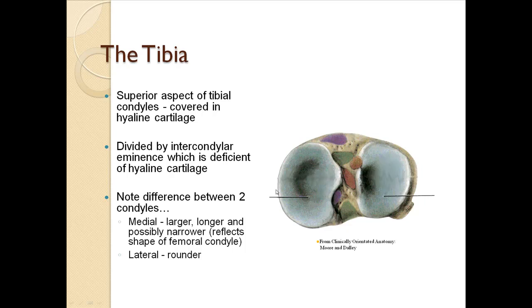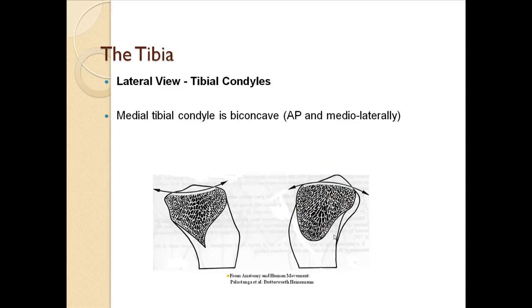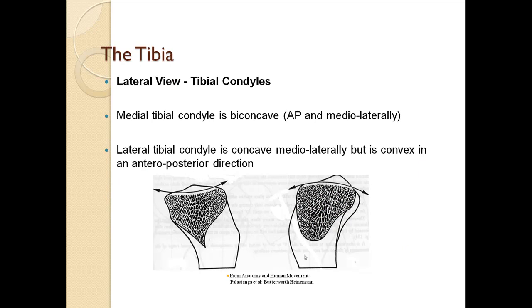A point to note is that the shapes of the condyles differ from the medial versus lateral side, and they reflect the shape of the femoral condyle. So where the medial femoral condyle is longer, narrower and obliquely orientated, the medial tibial condyle reflects this shape. When looking at the tibia from the lateral view, the first thing we notice is that the medial tibial condyle is biconcave. It's concave in the anteroposterior plane and concave in the mediolateral plane. The lateral tibial condyle, however, is concave in the mediolateral plane, but is either flat or slightly convex in the anteroposterior direction. This has implications for stability.